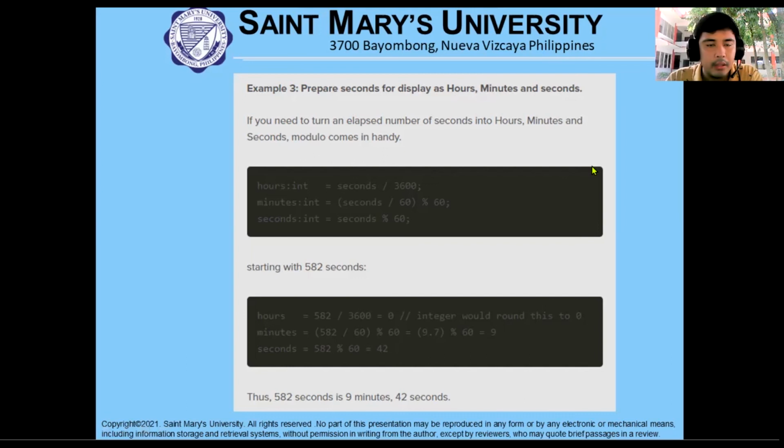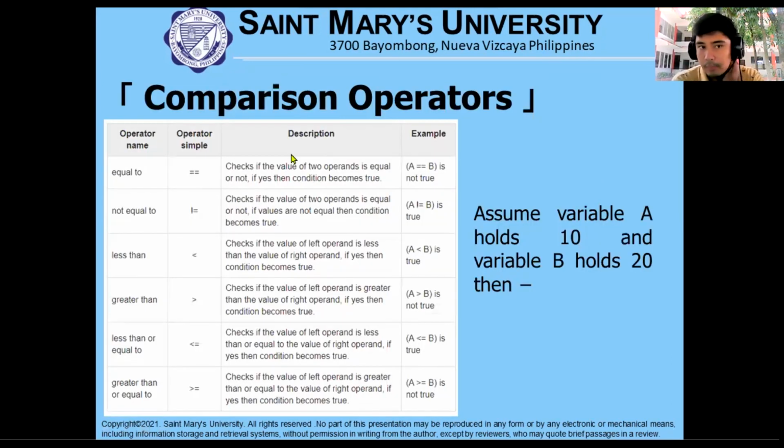Next one is the comparison operators. Here is the list of comparison operators, as you can see in the table. Let us assume that variable A again holds 10 and that variable B holds 20. Equal to is the double equal sign. It checks if the values of two operands are equal or not. If yes, then the condition becomes true. So is 10 equivalent to 20? It is not true.